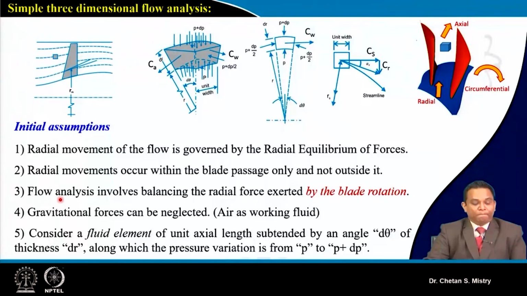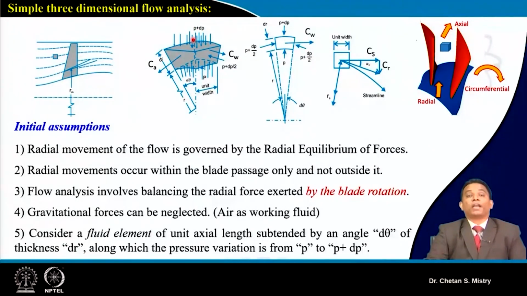Third, in the flow analysis, what is involved is balancing the radial force that is exerted by the blade rotation. And gravitational force we can neglect because our working fluid we are assuming as air. Now for this elemental part, as we have discussed, we will be having this angle d theta, my pressure force acting is P, on the upper part my pressure force acting is P plus dP.